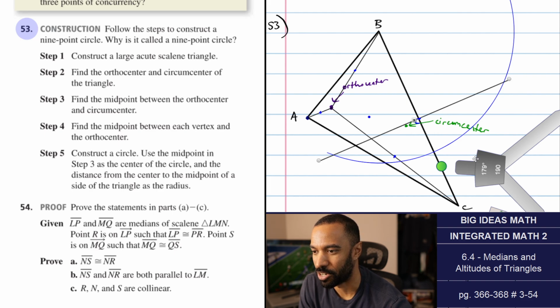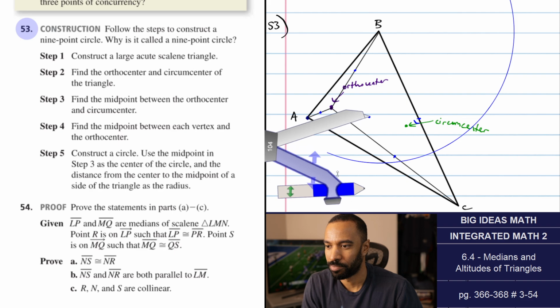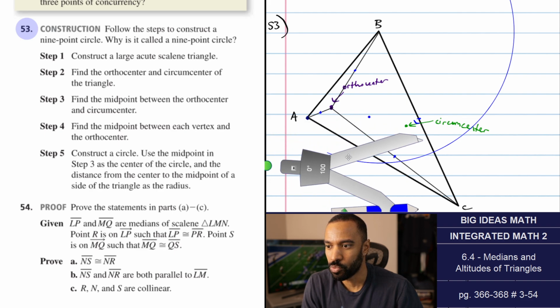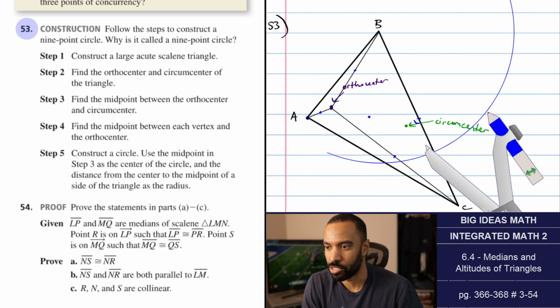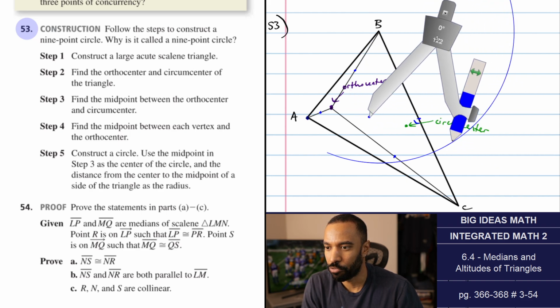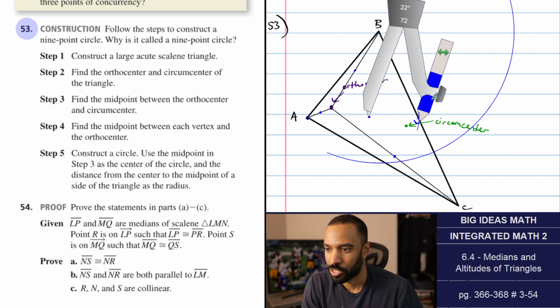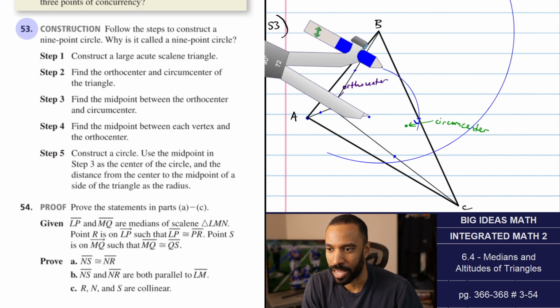I don't even think I need the circumcenter anymore. But let's use that point. Let's draw a circle. Now, this was just one of the points, though, right? I didn't use any of the other points here. Let's use that point. Let's go from this center here to that center there, go through it and draw a circle around with that.